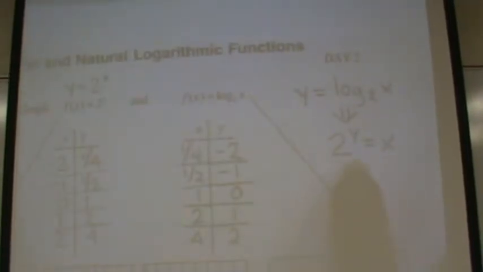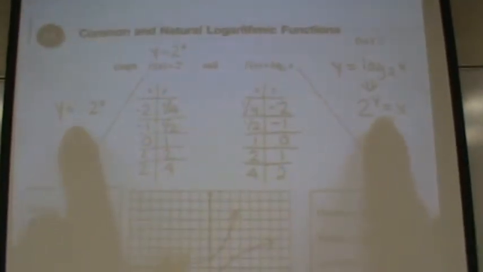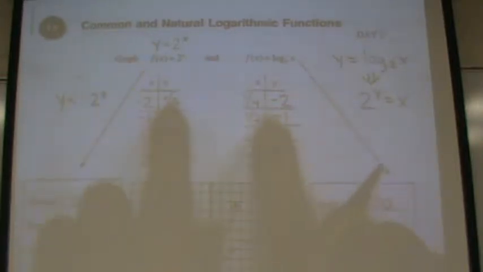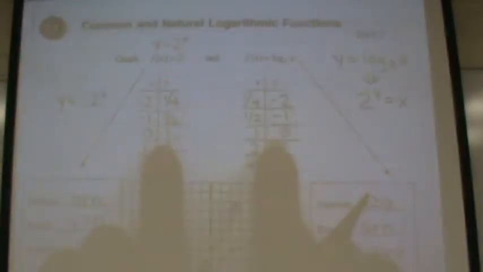Now I want you to take a look at everything here. I want you to look at these equations, and I'm going to take this one out. Look at these two equations. So we have y equals 2 to the x and 2 to the y equals x. What do you notice about them? They're inverses. Look at the table. What do you notice about them? You have (-2, 1/4) and (1/4, -2). They're inverses. That's what inverse is, you switch them around.